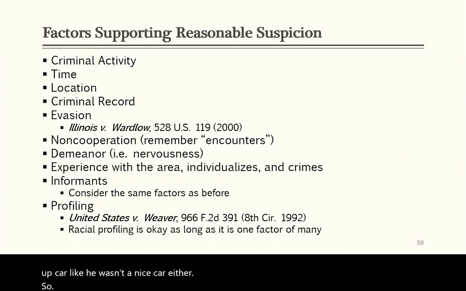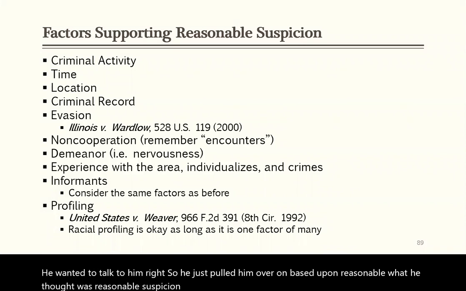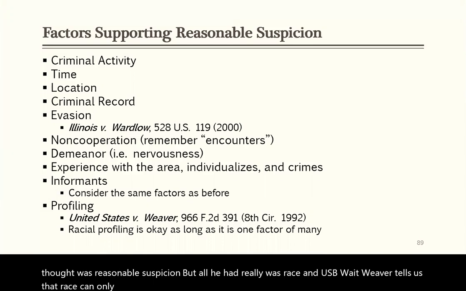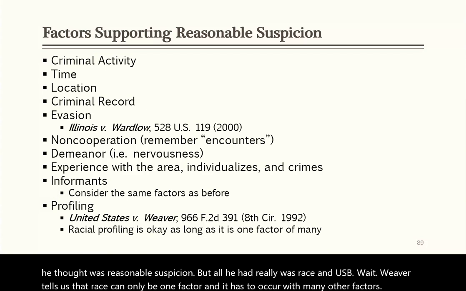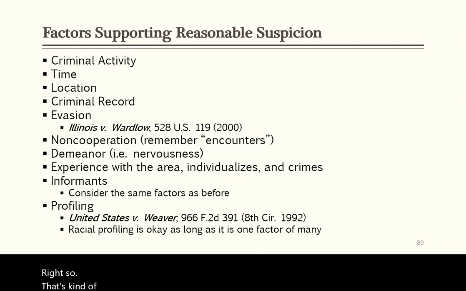He wanted to talk to him, right? So he just pulled him over based upon what he thought was reasonable suspicion. But all he had really was race. And U.S. v. Weaver tells us that race can only be one factor, and it has to occur with many other factors, right? So that's kind of how that case played out.